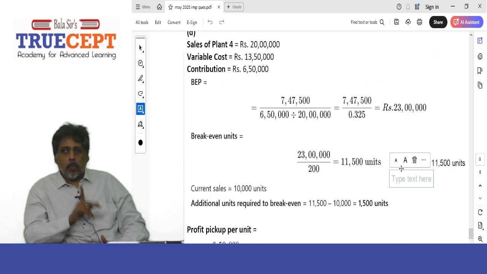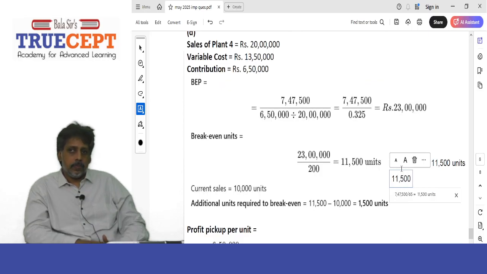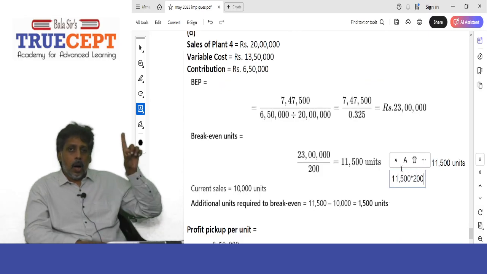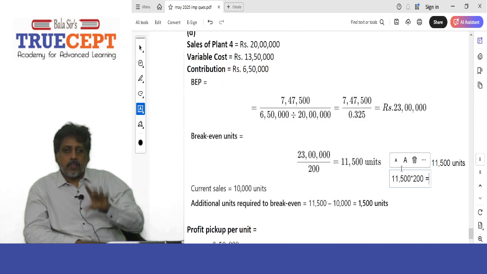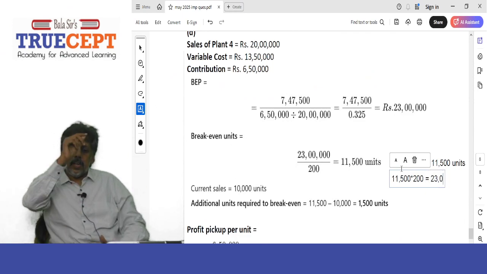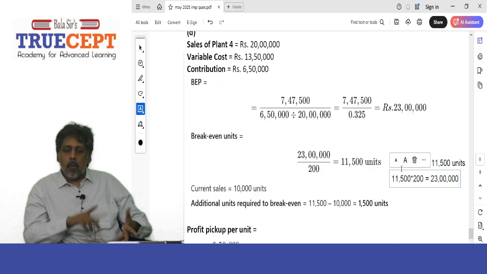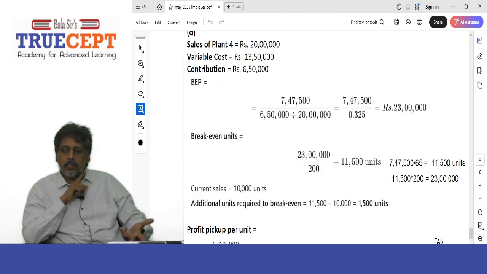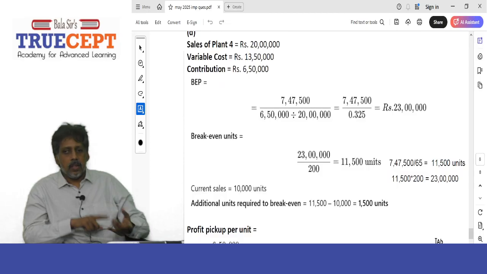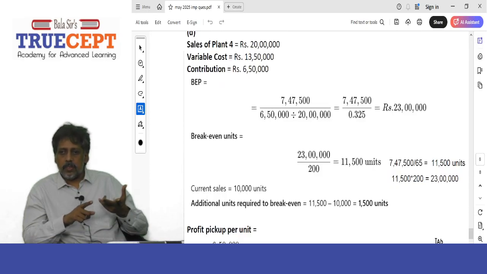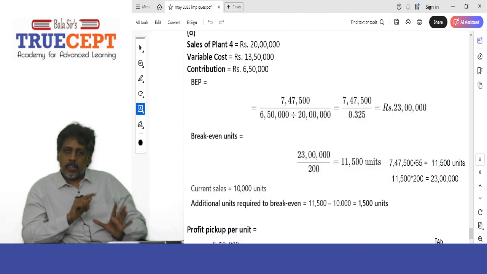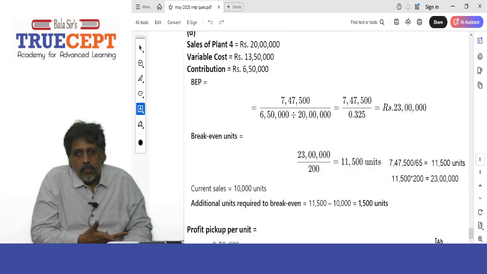Now, a point to note. Please remember, the profit pickup per unit is nothing but this. Take a calculator. What is 20 lakh minus 13 lakh 50,000? 6 lakh 50,000. That is my contribution. From 6 lakh 50,000, you subtract your fixed cost, 7 lakh 47,500. You get a loss of 97,500.